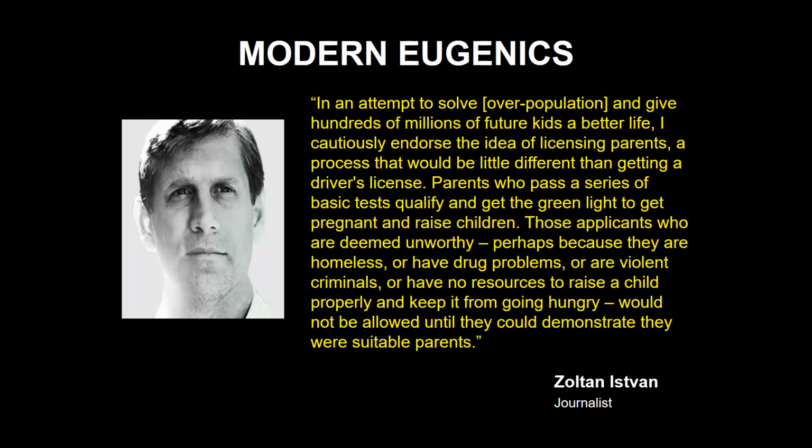Zoltan Istvan is a journalist, a very famous science writer: In an attempt to solve overpopulation and give hundreds of millions of future kids a better life, I cautiously endorse the idea of licensing parents, a process that would be little different than getting a driver's license. Parents who pass a series of basic tests qualify and get the green light to get pregnant and raise children. Those applicants who are deemed unworthy, perhaps because they are homeless or have drug problems or are violent criminals or have no resources to raise a child properly and keep it from going hungry, would not be allowed until they could demonstrate they were suitable parents.